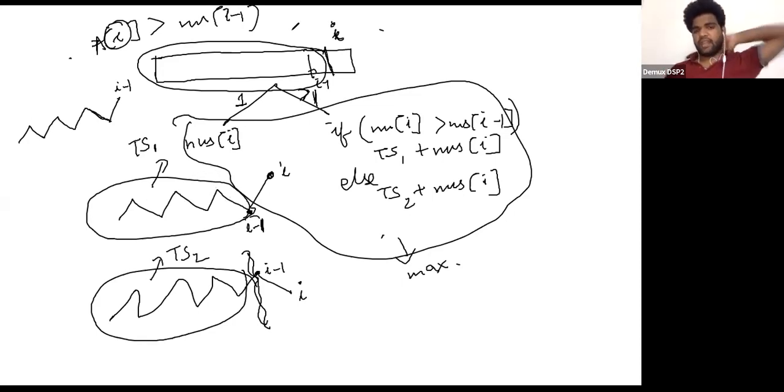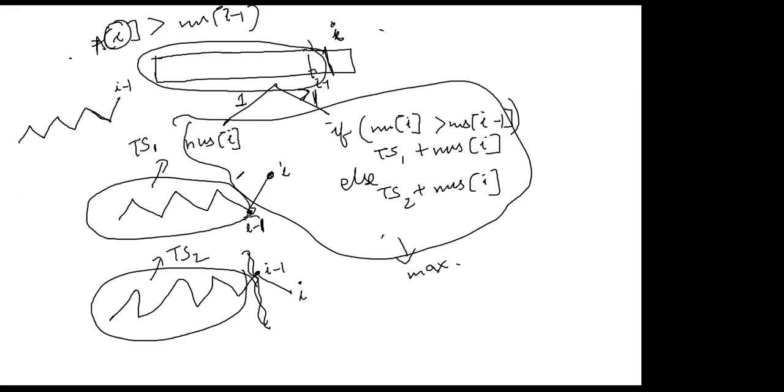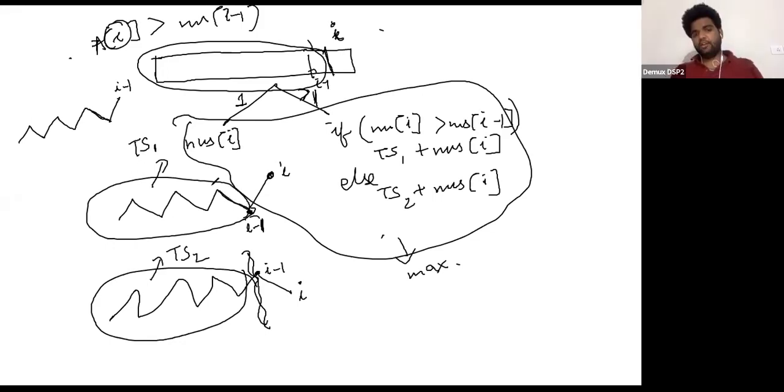But what I am telling you is till i minus 1, you need two kinds of information to solve for i. One is, if it decreased at i minus 1, the length of the longest turbulent subarray, and you need the length of the longest turbulent subarray such that it increased at i minus 1. You need both of this information, and depending on the case, you would use one of these.